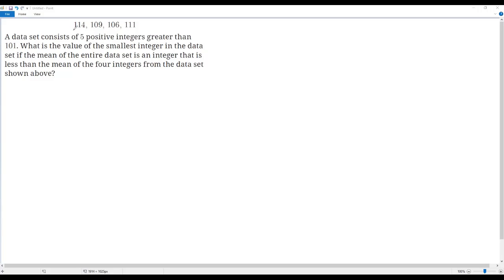Okay, first let's find the mean, the average, of these four values. We have to add all four values and divide by 4 to get the mean. When I add all these four values, I'm getting 440 divided by 4 equals 110. So the mean of the given four positive integers is 110. So we have to find the fifth value, and it has to be the smallest integer in the data set.